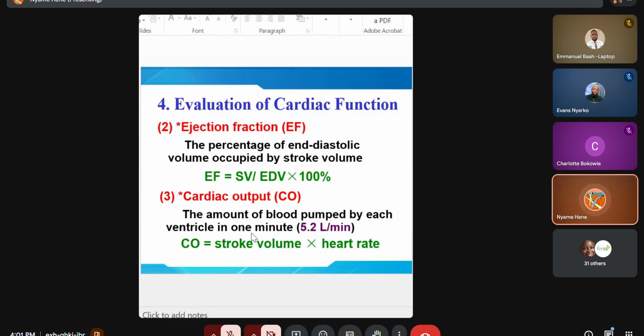So cardiac output is the amount of blood pumped by each ventricle in 1 minute. That is the stroke volume times the heart rate, and the heart rate is per 1 minute. Do you understand? Yeah, so that is it.